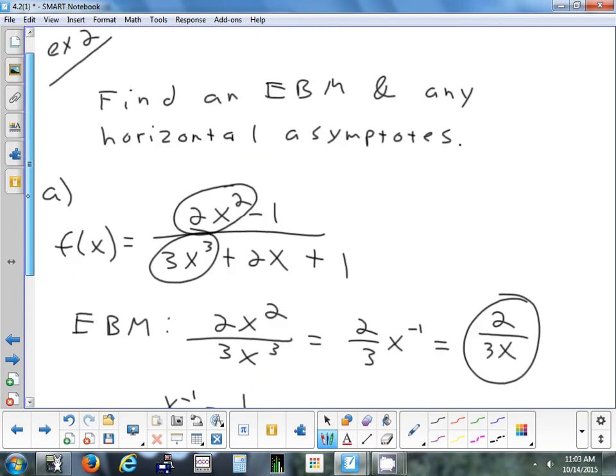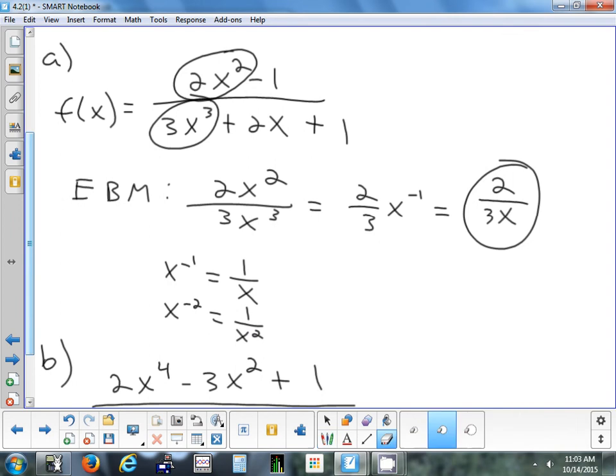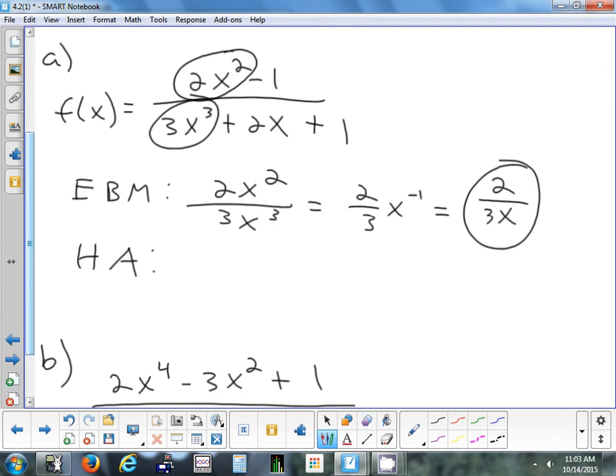Now they also want us to find horizontal asymptotes. To find a horizontal asymptote, use your end behavior model and let x get really big. As x gets really big, tell me what happens to that fraction. Dave, what's going to happen if I let x get really, really, really big and I put it in the bottom and multiply it by 3, and then do the division? It would get smaller. Very small.